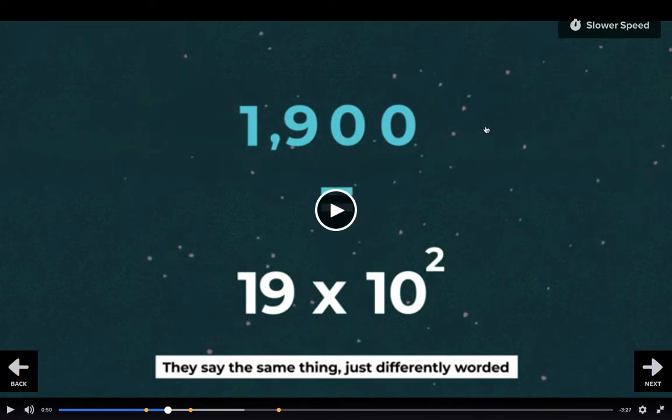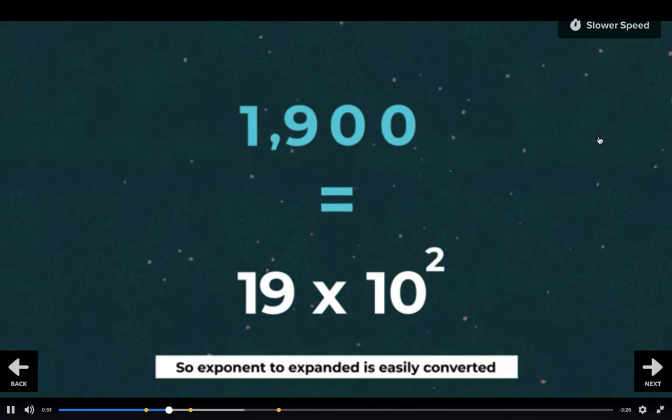I'm going to pause it even though the song doesn't pause by itself. So there's two ways to write powers of 10. I can write the number 19 times 10 squared, which is 100. This is the same as writing 19 times 100. Or I can take my 19, this is my 19, and add 2 zeros. So exponent to exponent.